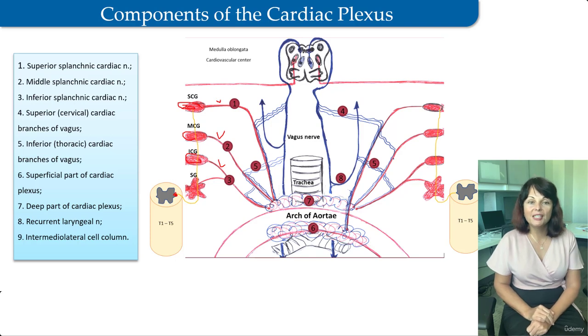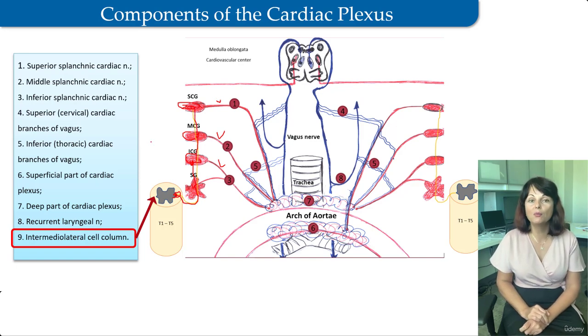The preganglionic sympathetic fibers come here from the intermediate lateral cell columns of the superior 5 or 6 thoracic segments of the spinal cord. Just to remind you, this column is located in the lateral horn of the spinal cord, and it is present only from T1 to L2 levels.